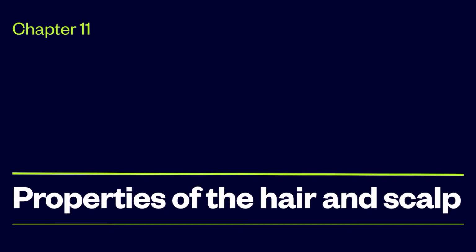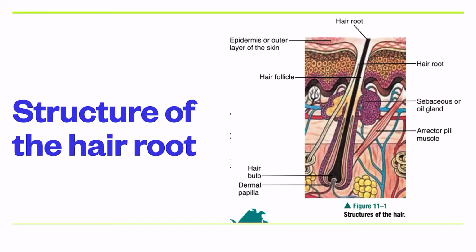Chapter 11, Properties of the Hair and Scalp. This is the structure of the hair root. You can see the diagram there so that you know where everything is. It's nicely labeled for you. And we are going to go into each piece of that, and I will give you guys the definitions and some clues on how to remember the different structures of the hair root.